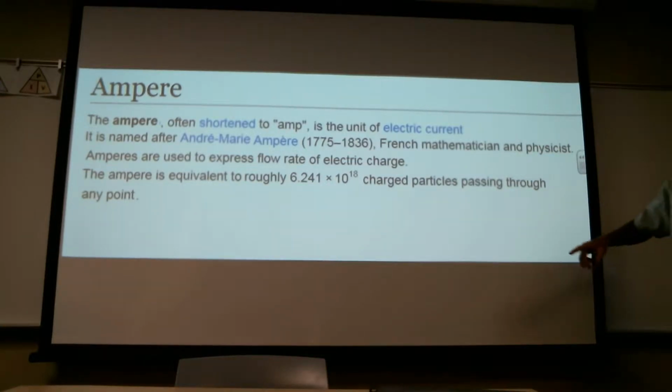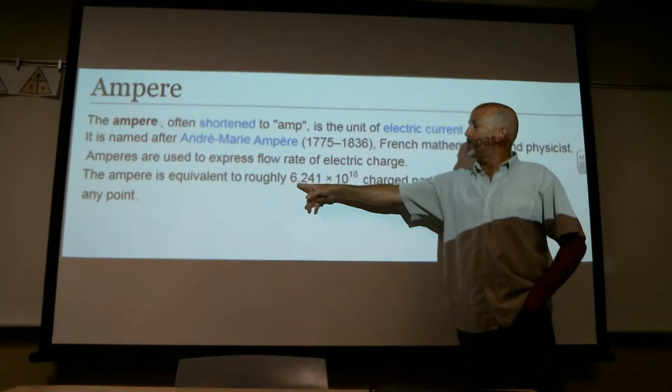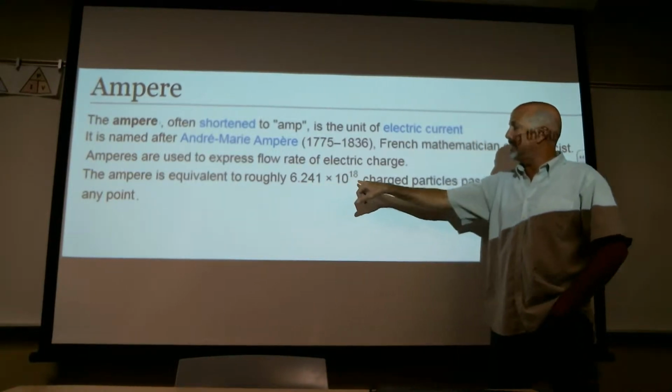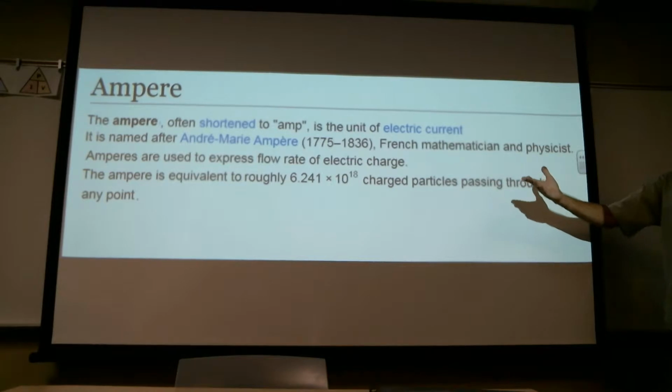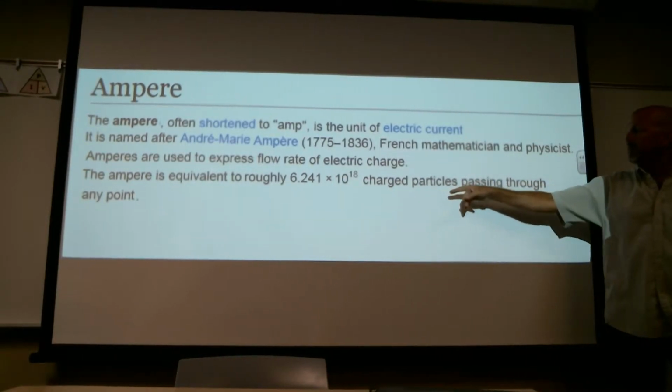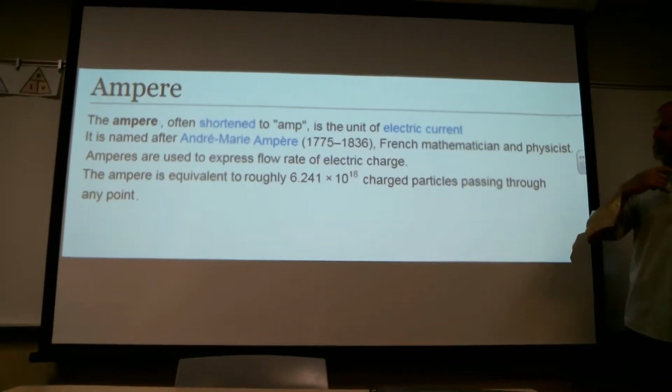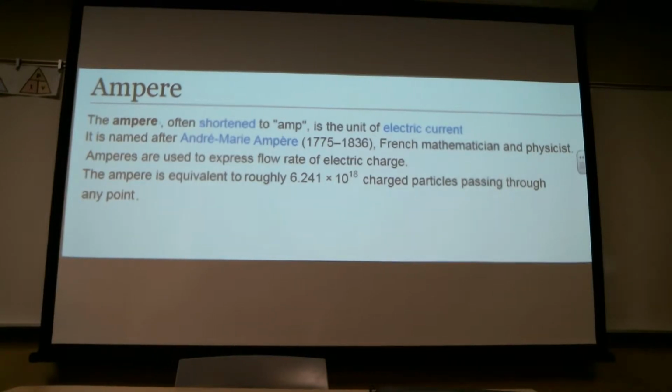So the ampere is equivalent to roughly 6.241 times 10 to the 18th charged particles, or I think that means electrons, passing through any point. Is that considered an actual constant? That is the volume of electrons flowing through any one point. It's not like Avogadro's number or something, or is it the same? The term for this is called a coulomb. A coulomb, right, okay, that's right.